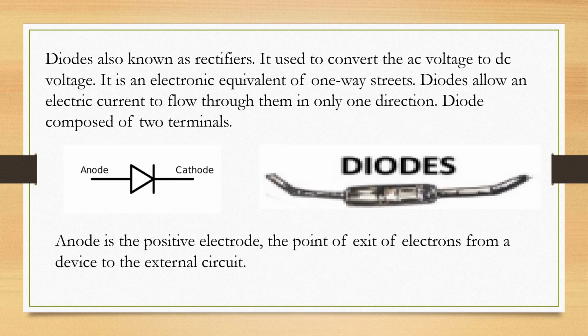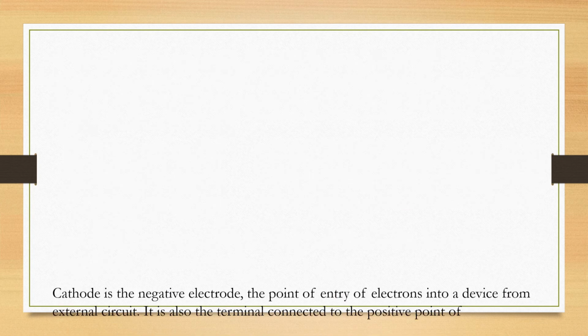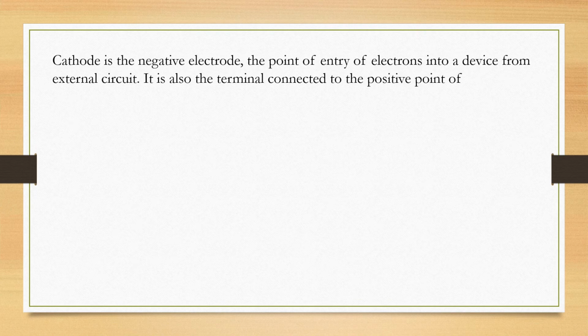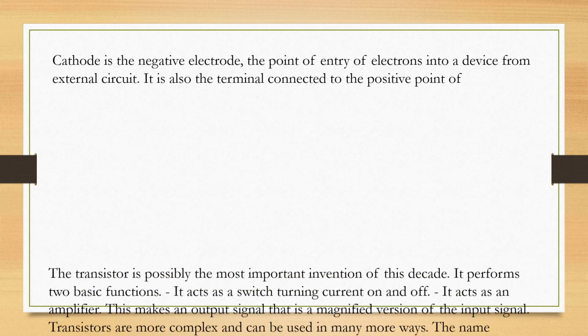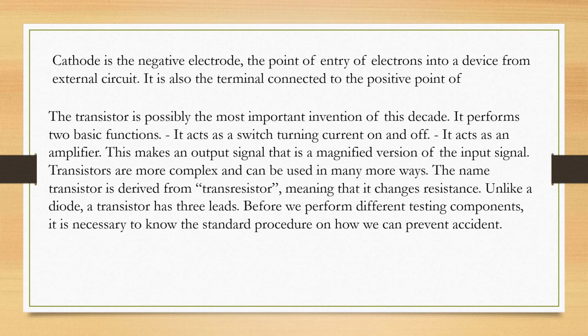What exactly is the anode? The anode is the positive electrode, the point of exit of electrons from a device to the external circuit, while the cathode is the negative electrode, the point of entry of electrons into a device from the external circuit. It is also the terminal connected to the positive point of the transistor.